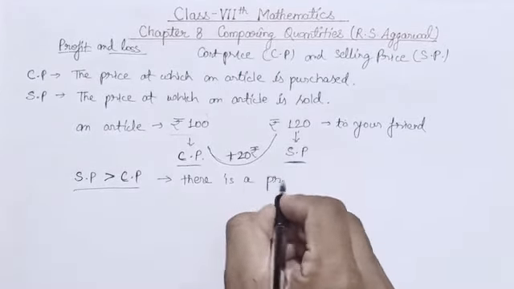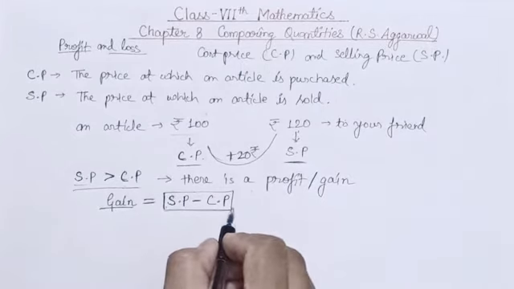So if there is a profit or gain, then how do we calculate how much profit we earn, or how much gain we have obtained on selling that particular article? The formula for calculating gain is selling price minus cost price. So this is the formula for calculating gain: selling price minus cost price.